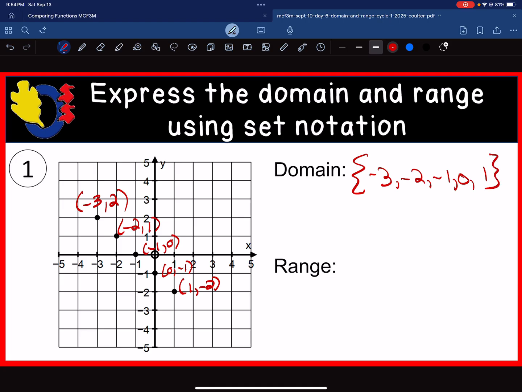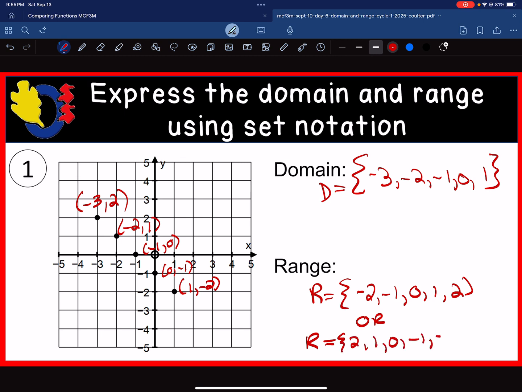For the range, I'm going to do the same thing, but I'm going to look at the y values instead. So I could start with a negative or positive, it doesn't really matter. -2, -1, 0, 1, 2, or I could have written R is equal to 2, 1, 0, -1, -2 if I want to keep them matching the above order. Okay, let's see what's next.